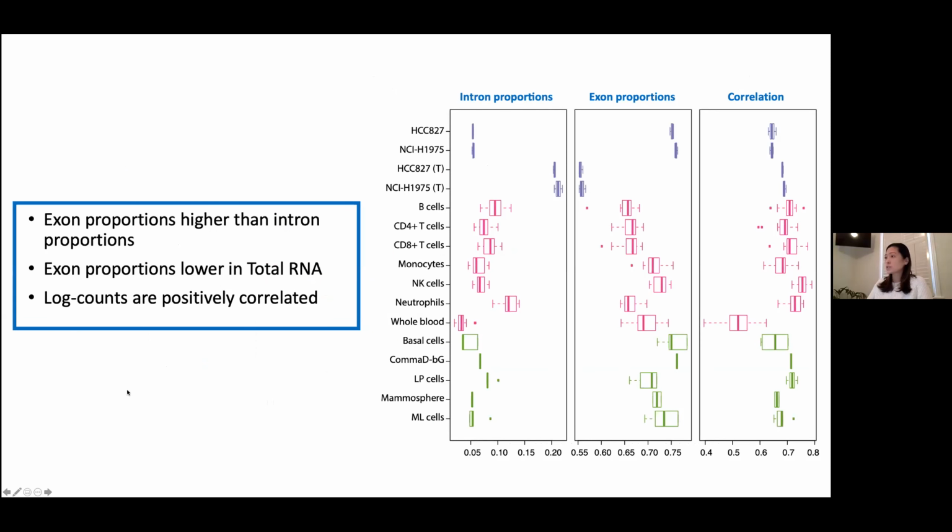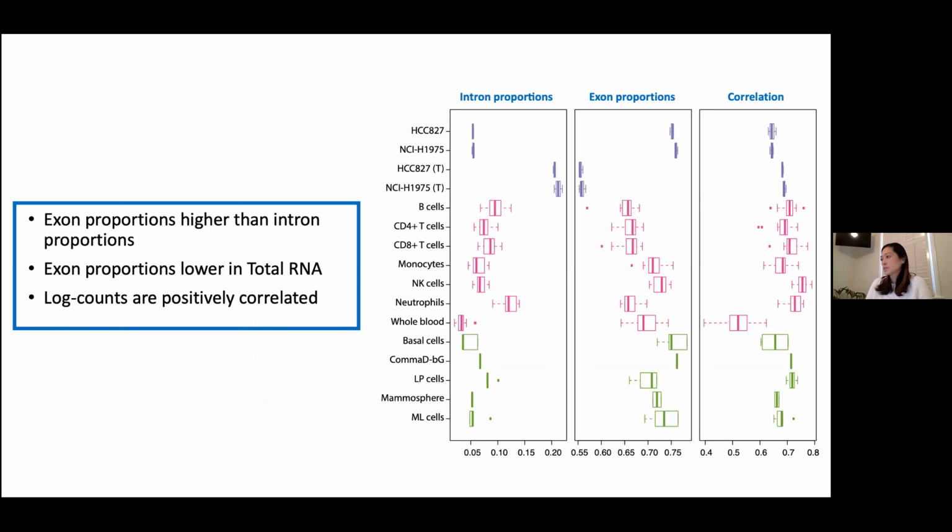The first plot here is the same one that you were looking at before, just flipped the other direction, with the intron proportions. The extra plots you've got there are the exon proportions, and then a correlation between log intron counts and log exon counts. So just some additional things that we see is that the exon proportions are higher than intron proportions in a given library, which is what you would expect.